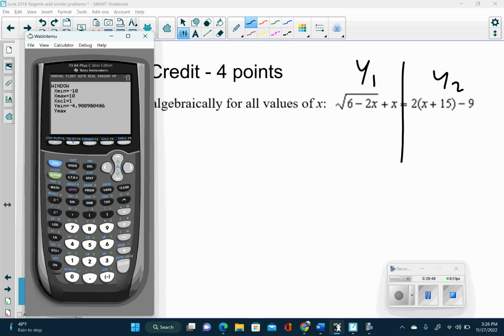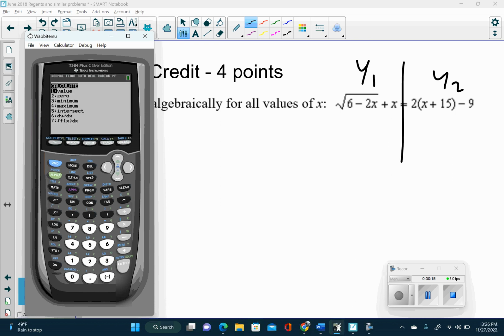So I'm going to go to window, and I want to change my x-min. Let me be dramatic with it. Let me just go negative 50, and let me go to my y-min right here and change this to negative 20 and see if that's a little bit better. All right, so now that's my blue, and does my red cross? Okay, there we go. So I just need to see what this point right here is.